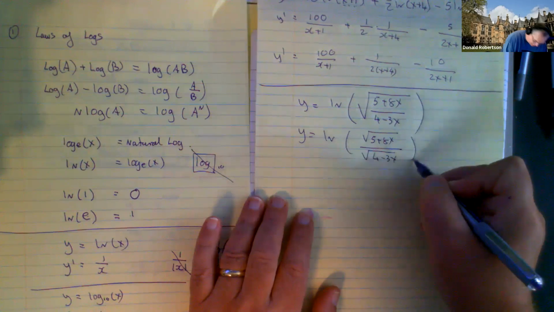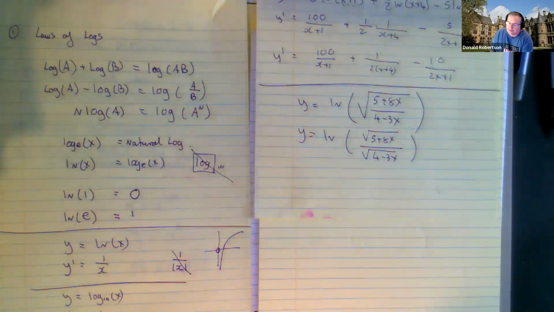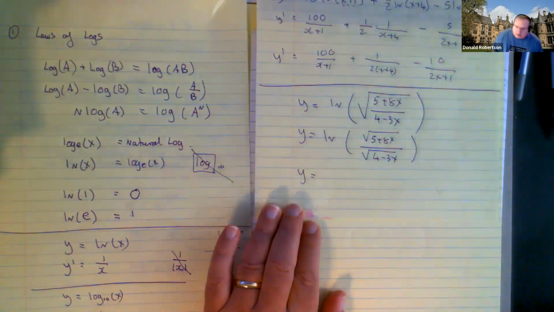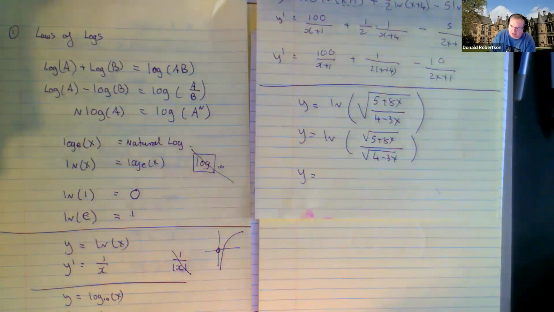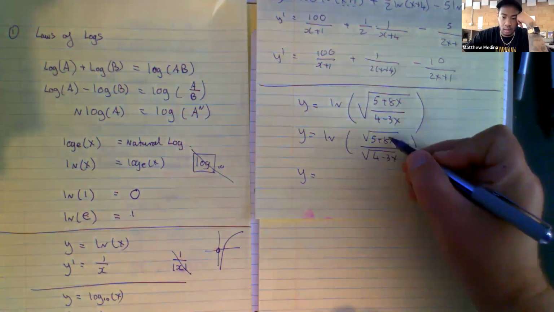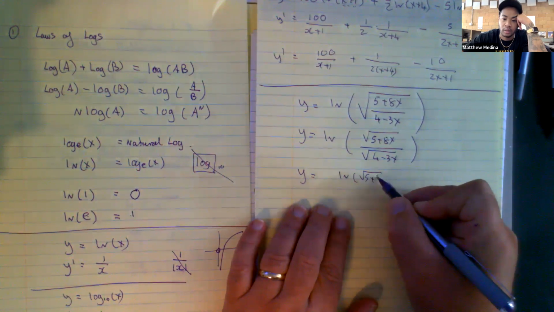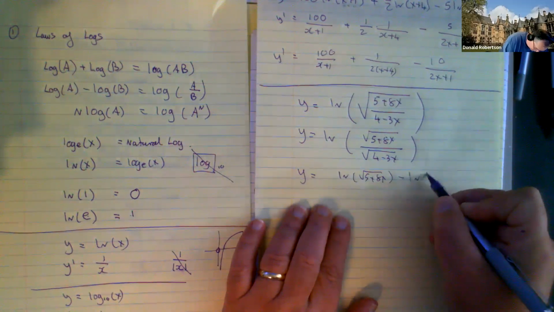So there's my first piece of algebra. Can't you break a square root of a fraction into 2 separate square roots? Right? That's allowed. Right, anybody want to have a shot at what the next line's going to look like then? The log of the top square root minus the log of the bottom square root. You nailed it.